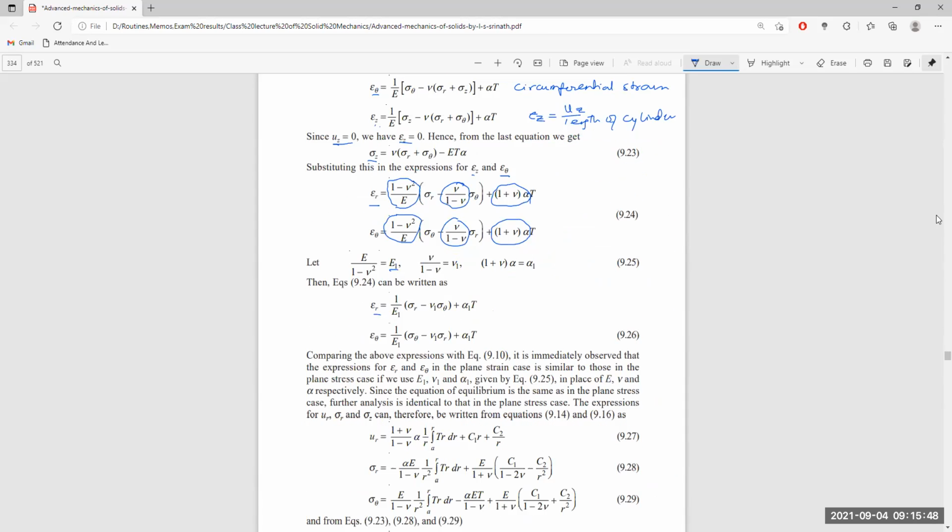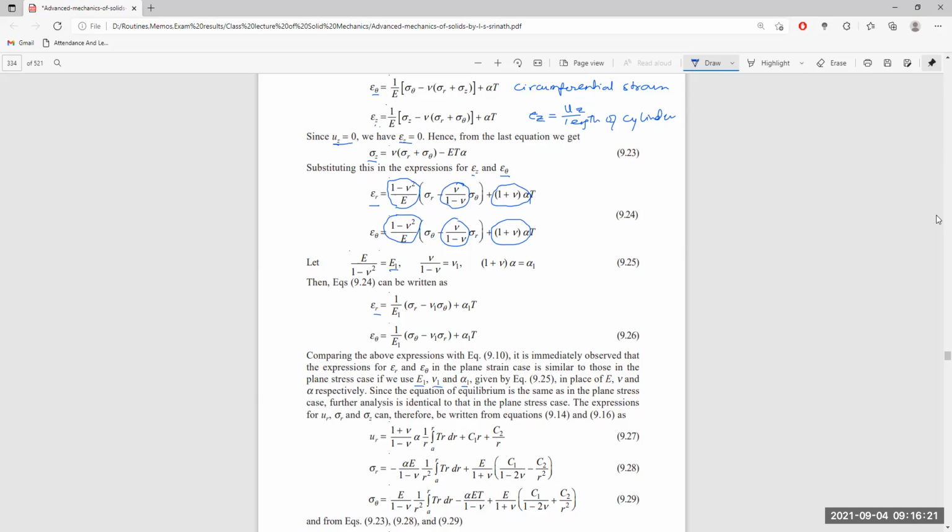Thus we get the expressions of epsilon r and epsilon theta in plane strain similar to those in plane stress. And if we use E1, nu1 and alpha 1 in this equation in place of E, nu and alpha, then the equation of equilibrium in this case is the same as in the case of plane stress. It is identical to that in the plane stress case itself.